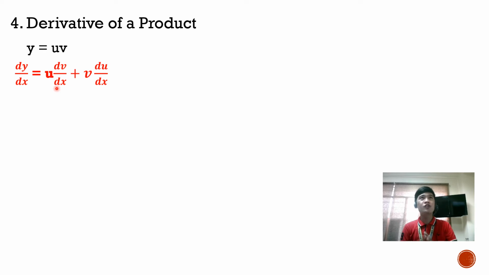So we shortened the definition of how to derive the product of two functions: just basically the first multiplied to the derivative of the second plus the second multiplied to the derivative of the first. That is all we did for number 4. So let's have an example so we can picture how this is used.